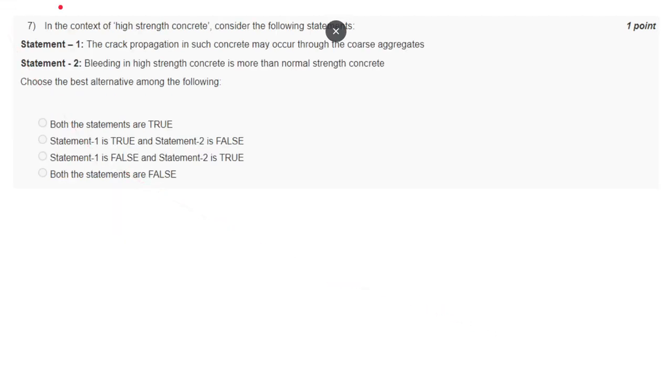Seventh question. In the context of high strength concrete, consider the following statements. Statement 1, the crack propagation in such concrete may occur through the coarse aggregates. Statement 2, bleeding in high strength concrete is more than normal strength concrete. Choose the best alternative among the following. Both the statements are true. Statement 1 is true and statement 2 is false. Statement 1 is false and statement 2 is true. Both the statements are false.